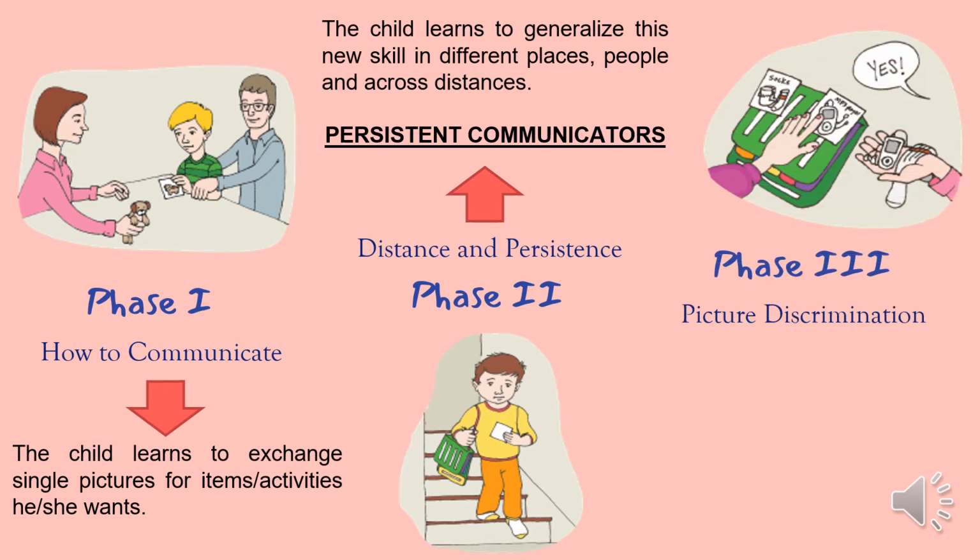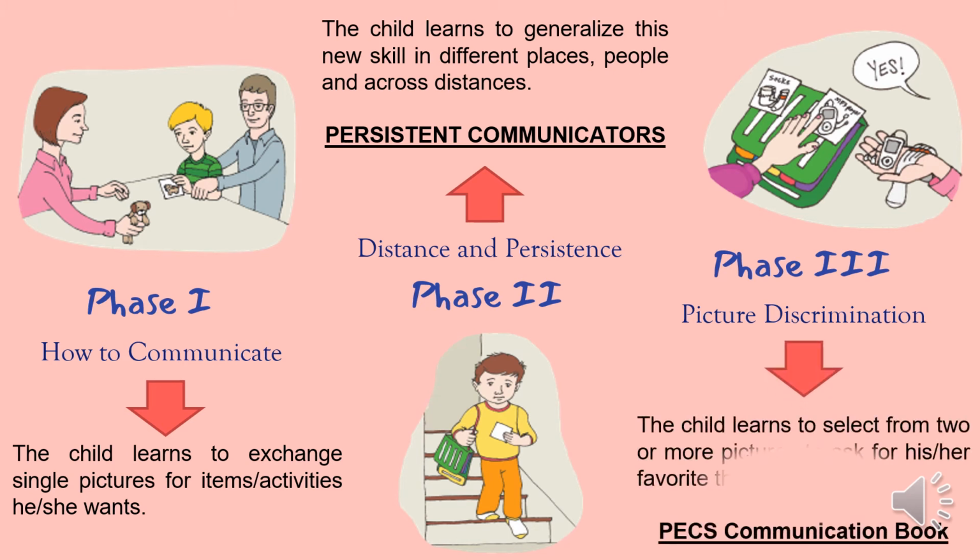For phase 3, picture discrimination, the child learns to select from 2 or more pictures to ask for his or her favorite things. Here, the child is using 2 or more pictures. These are placed in the PECS communication book.